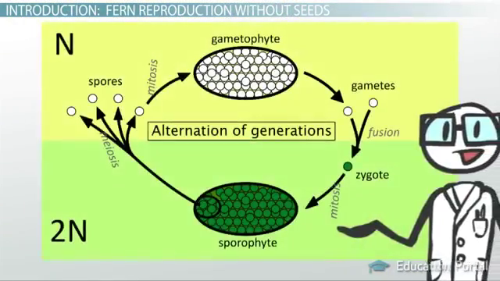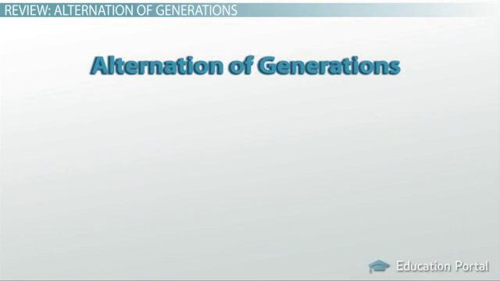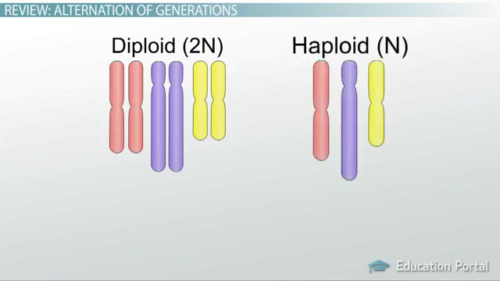We already know that many plants go through a life cycle that alternates between diploid and haploid, but let's review some basic aspects of this before looking at how ferns go through this process. This alternation of generations is a life cycle that includes both diploid and haploid multicellular stages. Remember that diploid means two sets of chromosomes and is commonly abbreviated as 2N because the N stands for chromosomes.